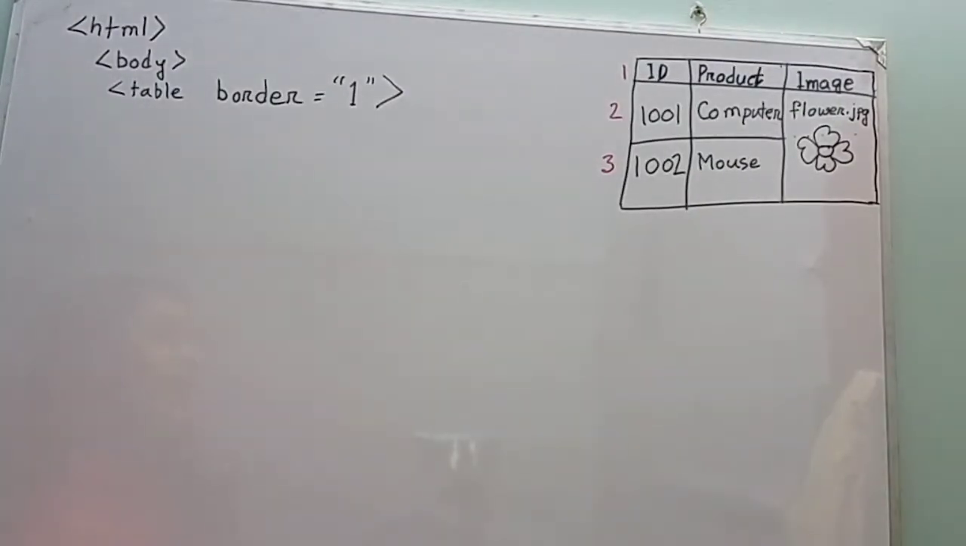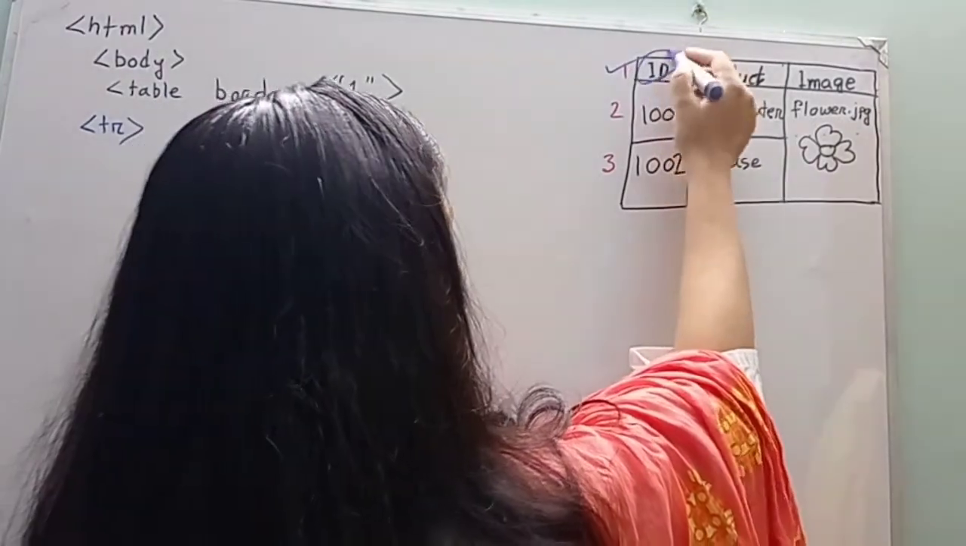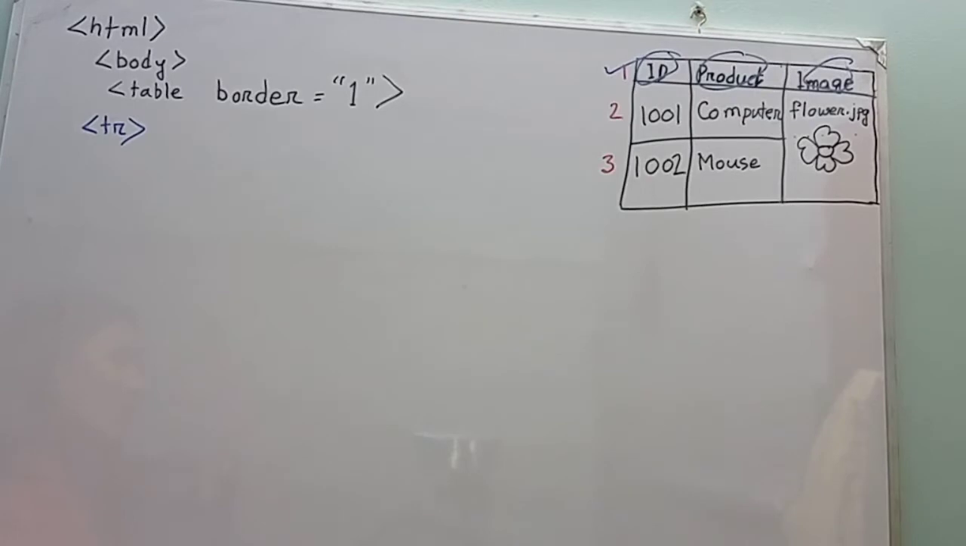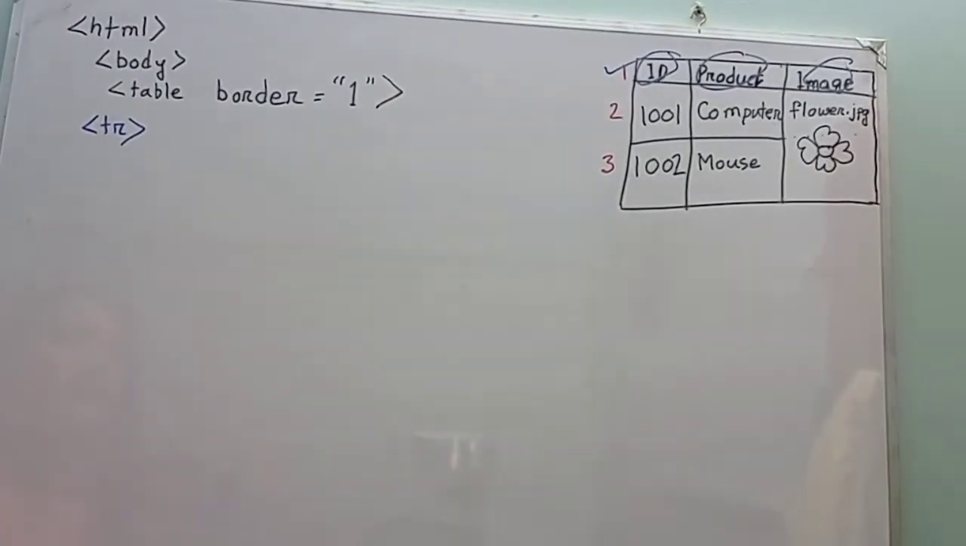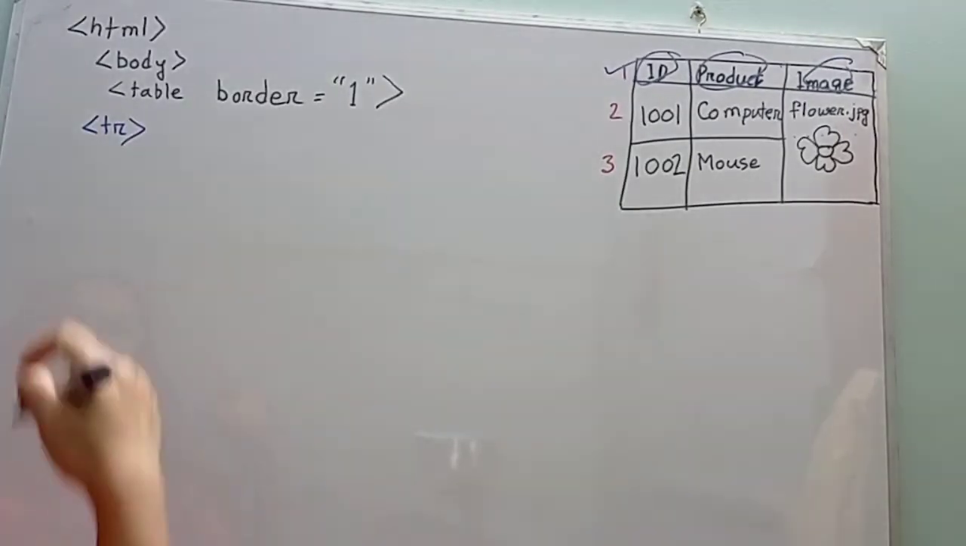Now we have to start. There are 3 rows, that means 3 pairs of tr tags will be used. So the first tr tag I am going to start, tr for the first row, that means for this row. There are 3 data: 1, 2 and 3. For these 3 data I have to use 3 td or th. As you can see, these are a bit bold, so I would like to use the th tag here, that means table heading.